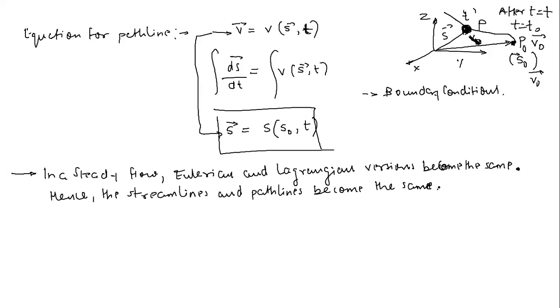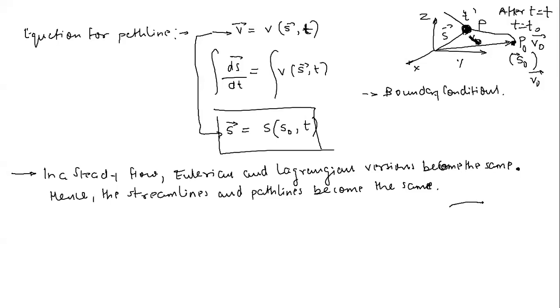Always remember this thing: what happens if the flow is steady? That means the variation in the fluid properties is only with respect to location. It is not going to vary with respect to time, right? So in that case, the Eulerian and Lagrangian versions become the same, and the streamlines and path lines both represent the same thing. Now, if I ask you, in a steady flow, can the path line intersect?